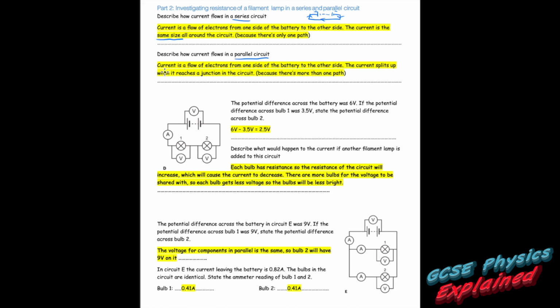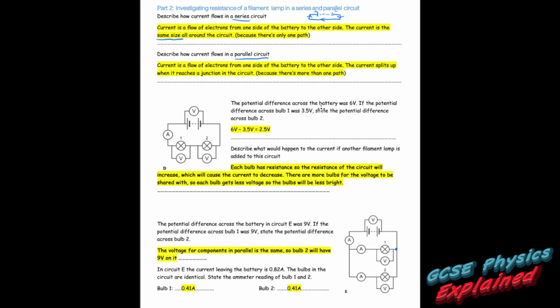So once again, current is a flow of electrons from one side of the battery to the other side. This time the current can split up when it reaches a junction in the circuit because there's more than one path. For example, down here. So as the electrons come out, they meet this junction here and they've got a choice. They either come across this top branch or they keep going down the bottom branch. So the current has split up.